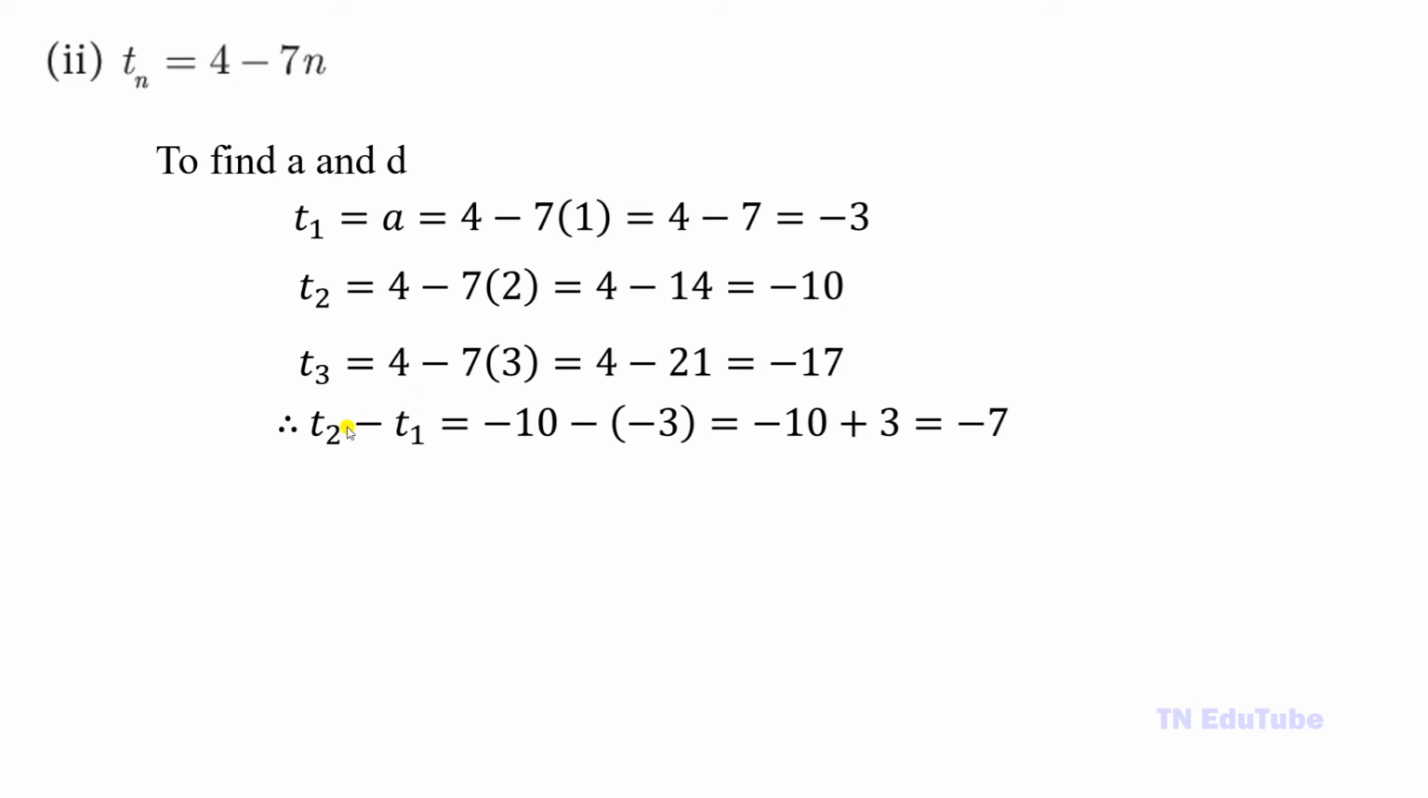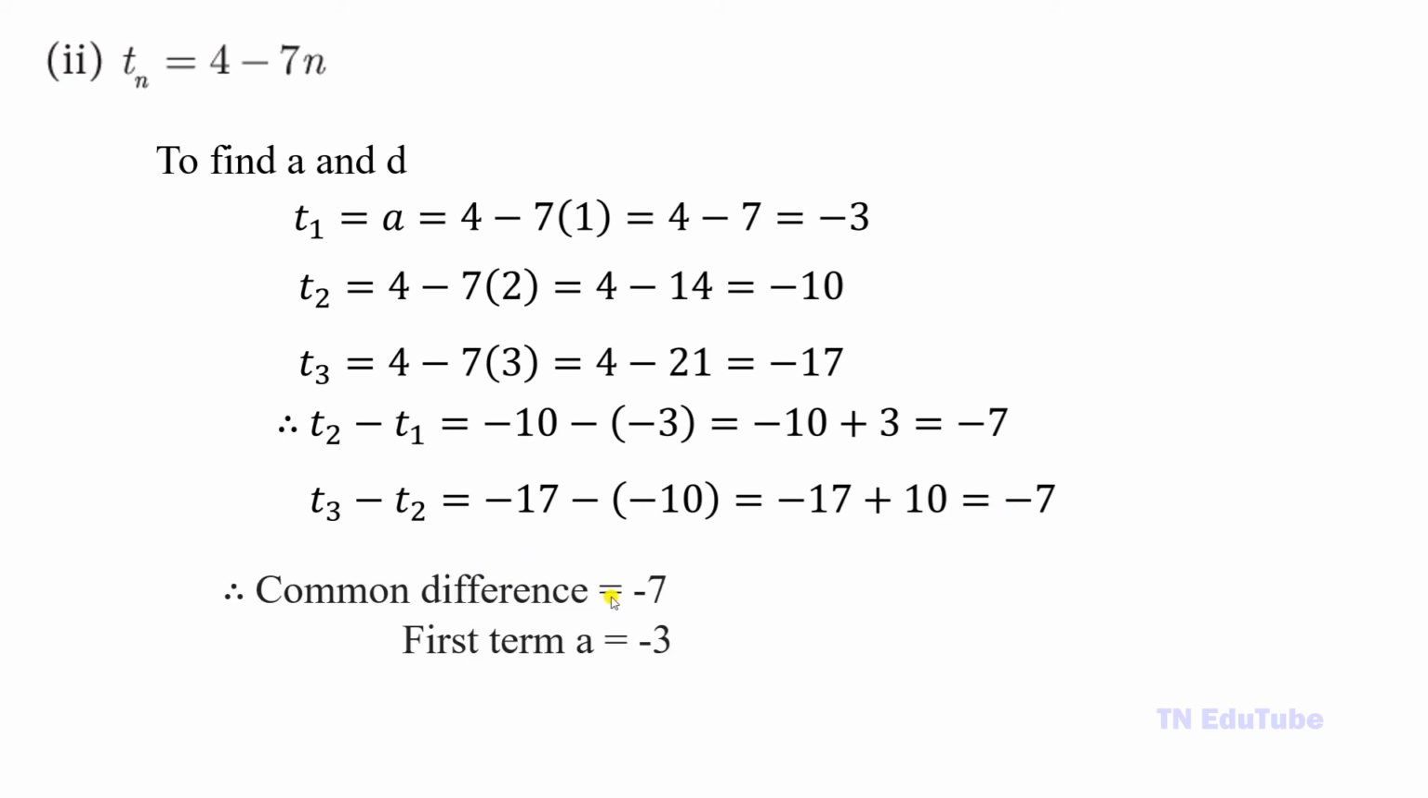Now we have to find out the common difference. T2 minus T1. T2 is minus 10 minus T1 which is minus 3. So minus into minus is plus. So minus 10 plus 3, you get minus 7. Like that, T3 minus T2. T3 is minus 17 minus T2 which is minus 10. So minus into minus is plus. So you get minus 17 plus 10, you get again minus 7. So the first term A equal to minus 3 and common difference D equal to minus 7. That is the answer for Roman letter 2.